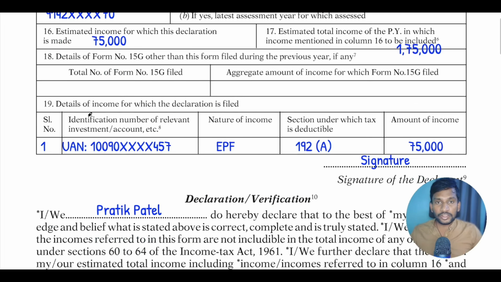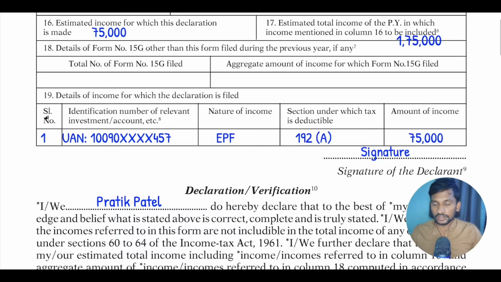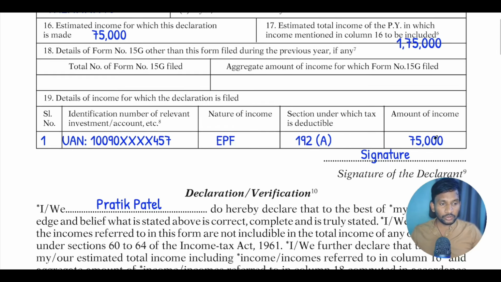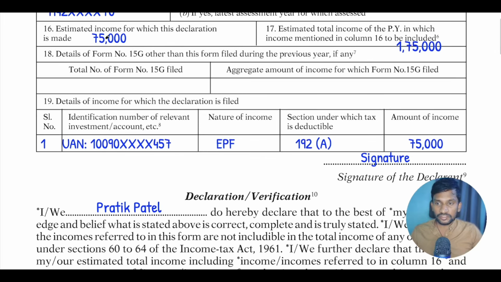In field number 19, you have to mention your EPF details. Under serial number, write 1. Under identification number, write your UAN number like this. Under nature of income, write EPF. Under section, write 192A. Under amount of income, write your EPF amount, the same amount you have written in field number 16.